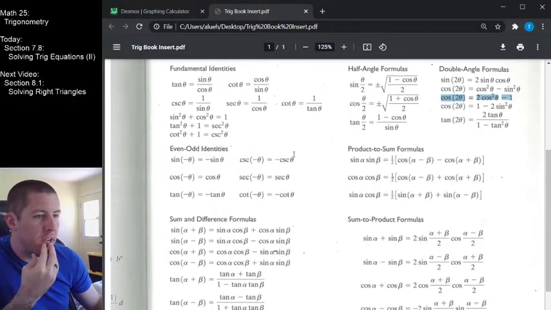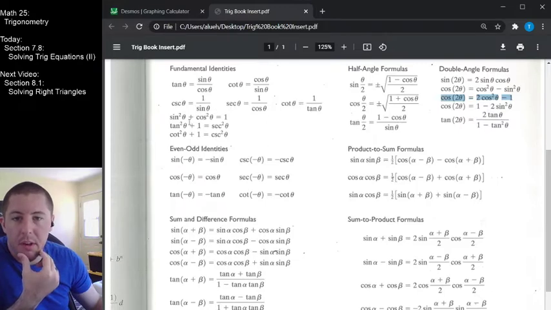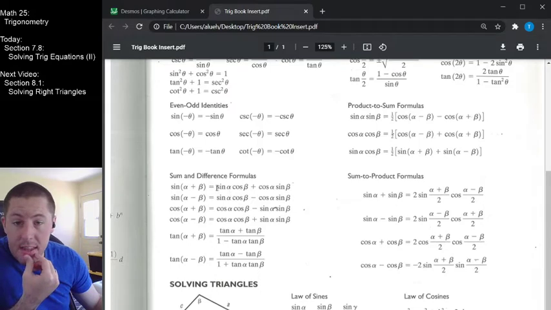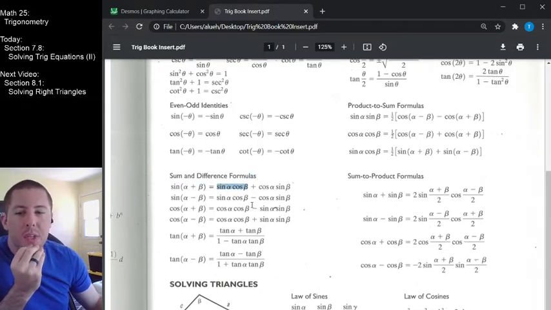Over on my identity sheet here, I am just hunting for somewhere on here that I see sine of theta times cosine of theta. So let's go on the hunt together. Nothing, nothing, nothing, nothing here. Here's some sine of theta times some cosine of theta. There's one right there. But I don't know if that's going to help me, right?